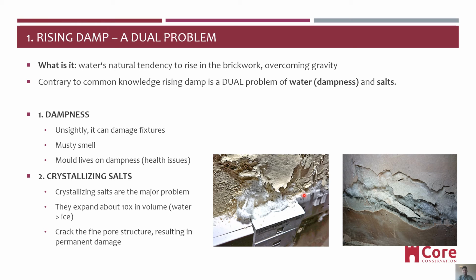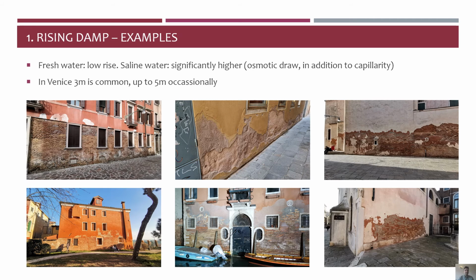The picture on the left, particularly, was from an old cottage which has been painstakingly restored with a conservation officer present, and they applied a good quality lime putty plaster on these old walls. 2 years later, it looks like this. Completely gone. So just wanted to show you that indeed the crystallizing salts are what break down the plaster. And then next, we have some examples from Venice of rising damp.